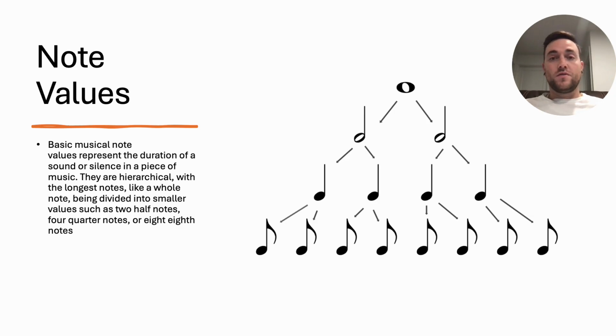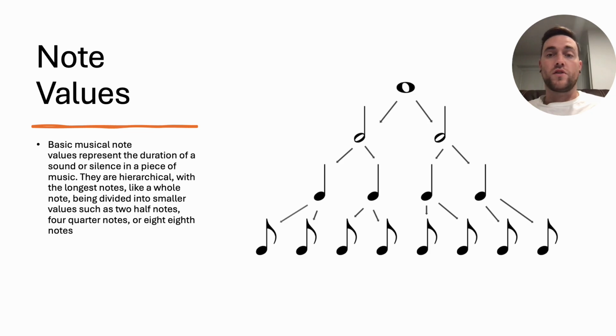Note values. Basic musical note values represent the duration of a sound or the silence in a piece of music. In other words, when notes are being played, it's how long they're being played or not being played, such as rests or dotted notes. There are certain syncopations where you end up pulling off a little bit early or actually holding a little bit longer.